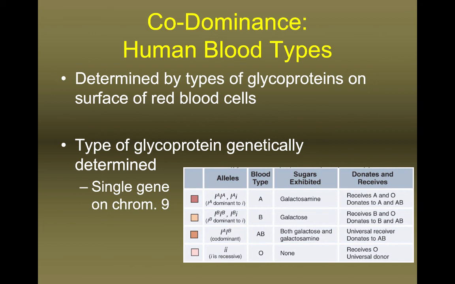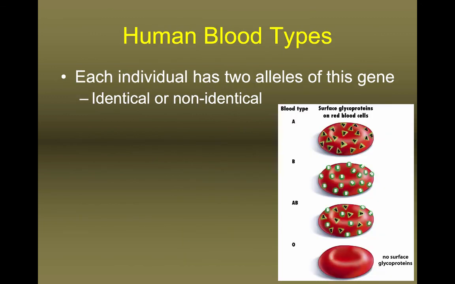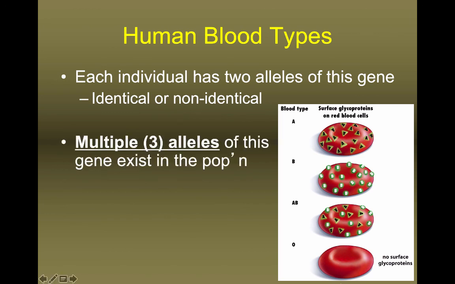But it's a really good example of both codominance and a situation where we have more than two alleles in a population. And so this slide is again just showing us a schematic or cartoon view of type A blood. You've got this blood cell with a bunch of A markers, galactosamine markers on it. If you're type B blood, you've got a bunch of galactose markers on it. If you're AB, you've got both galactosamine and galactose on the surface. And if you're type O, you don't have any of those glycoproteins.